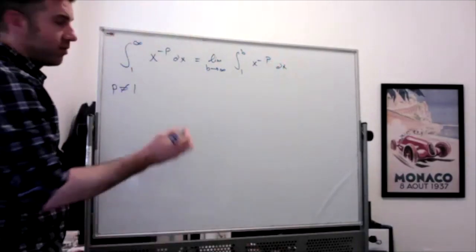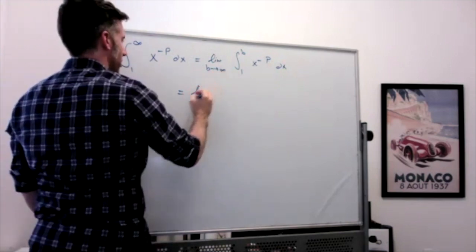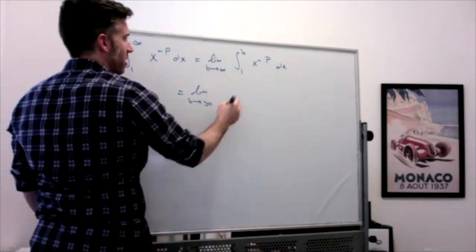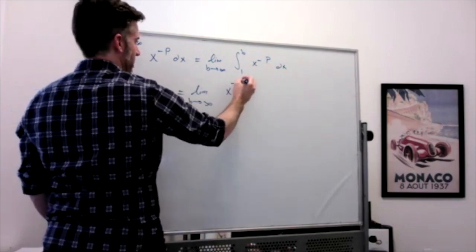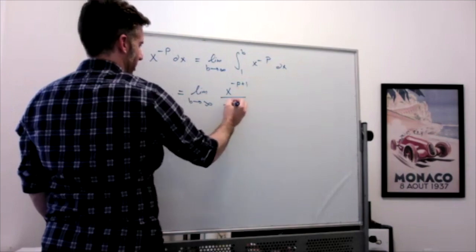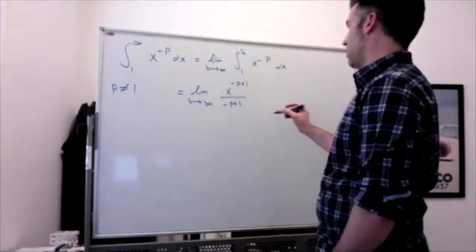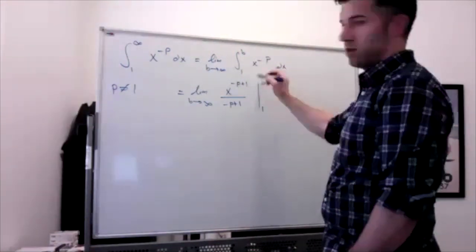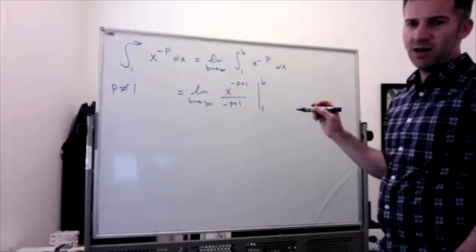And we're going to write that as the limit as b goes to infinity. Let's see, the integral of x to the minus p is going to be x to the negative p plus 1 divided by negative p plus 1. And I would probably like to rewrite this, from 1 to b.